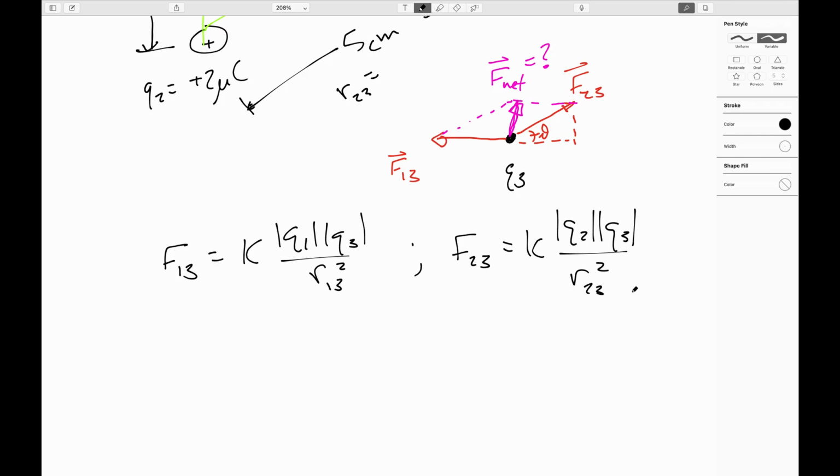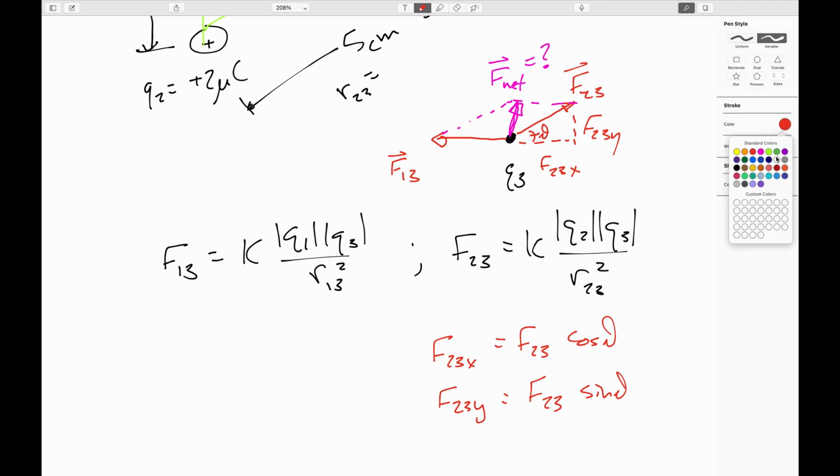All right, so we're going to have to find the x and the y components of my F23 here. So this will be F23y, and that's going to be F23x right there. So this is the adjacent, that's the hypotenuse. That's going to give me a cosine. So F23x will be equal to F23 cosine theta, and then similarly F23y will be F23 sine theta.